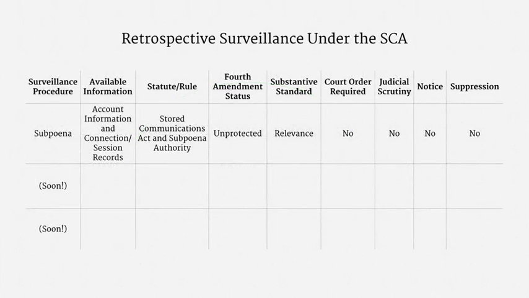We've already worked through the provider subpoena, which is the lowest level of surveillance procedure under the SCA. It provides access to account information and to session records. Once again, I think a Venn diagram can be helpful in keeping ECPA categories straight.